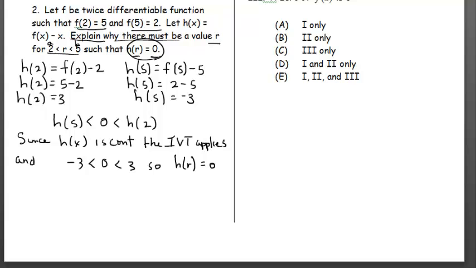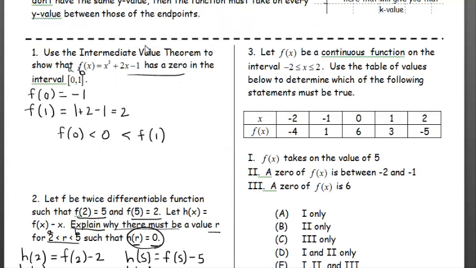All right, let's look at example 3. So in example 1, we dealt with a function. Example 2, we dealt with the generic function. Notice example 3 is a data table. What's important is that f of x is continuous. These are your two x values, the endpoints. Consider that A, consider that B. Which of the following statements must be true?